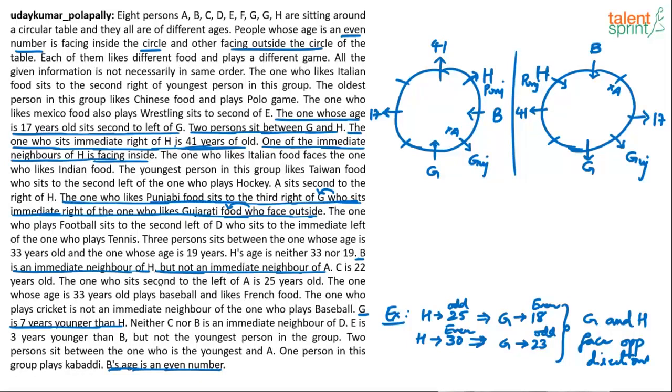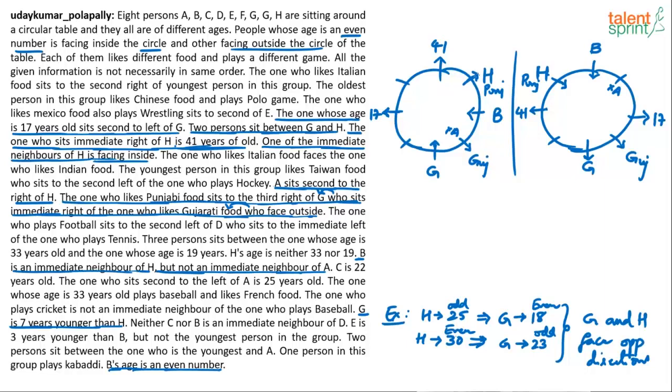The one who sits second to the left of A is 25 years old. Do we know anything about A's age? A sits second to the right of H. Okay, this also can be fixed now, since H's direction is fixed. We have just now fixed H's direction, right? So A sits second to the right of H.